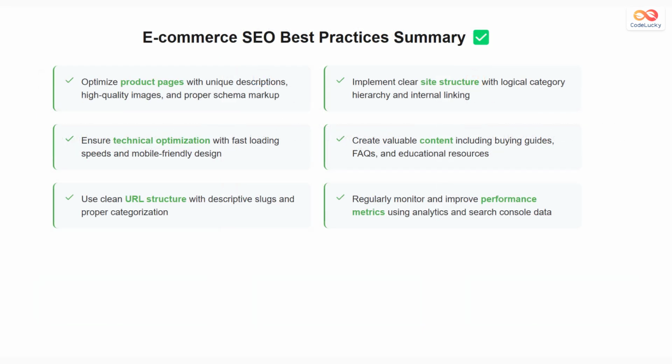Here is the e-commerce SEO best practices summary. Optimize product pages with unique descriptions, high-quality images, and proper schema markup. Implement clear site structure with logical category hierarchy and internal linking. Ensure technical optimization with fast loading speeds and mobile-friendly design. Create valuable content including buying guides, frequently asked questions, and educational resources. Use clean URL structure with descriptive slugs and proper categorization. Regularly monitor and improve performance metrics using analytics and Search Console data.